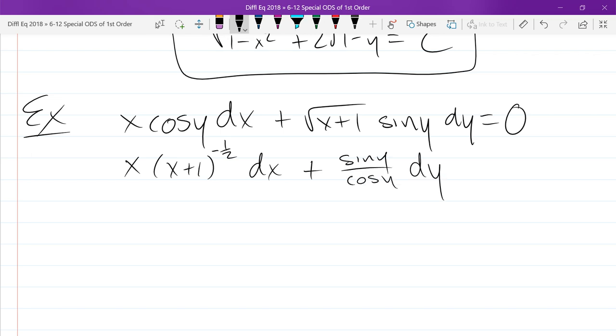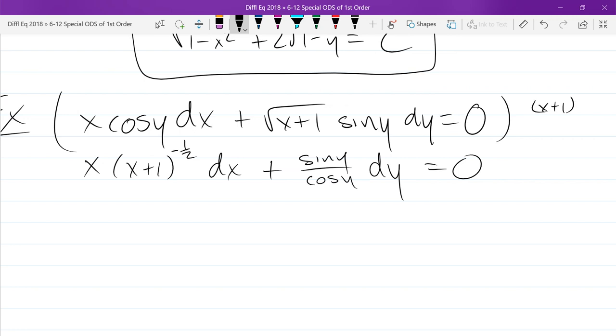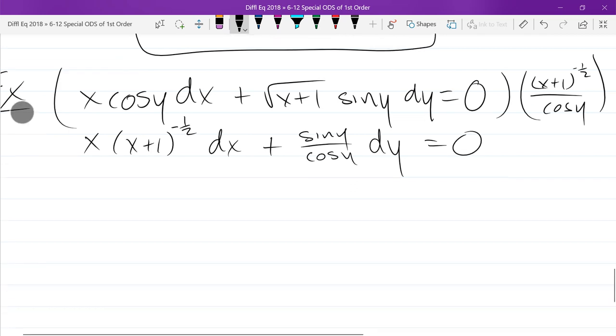I don't think I skipped any steps. I just divided by square root x plus 1. I mean, I wrote it differently, but that's 1 over square root x plus 1. Right? So I multiplied by x plus 1 to the negative 1 half power divided by cos y. That's what I multiplied by. Oh, well, that makes sense now. Or you could say I divided by square root x plus 1. Either way.